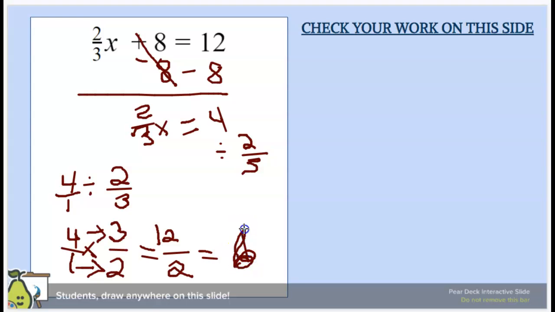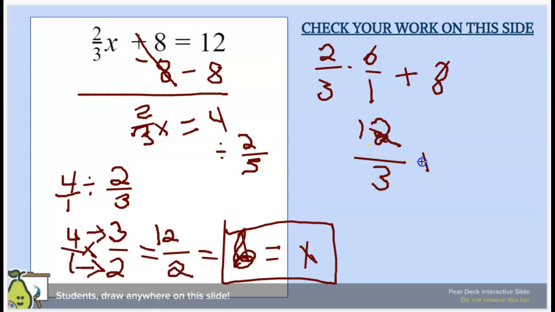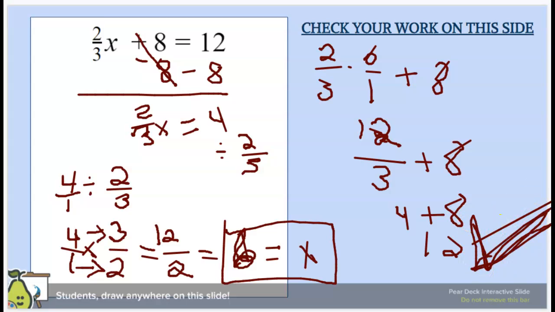That's supposed to be a 6. 6 equals x. And then you can always plug that in and say, okay, 2/3 times 6 over 1 plus 8 should equal 12. So that would be 2 times 6 is 12. 3 times 1 is 3. Well, 12 divided by 3 is 4. 4 plus 8 is 12. So yay, bam. That's supposed to be a check mark. It's a check mark, I promise.